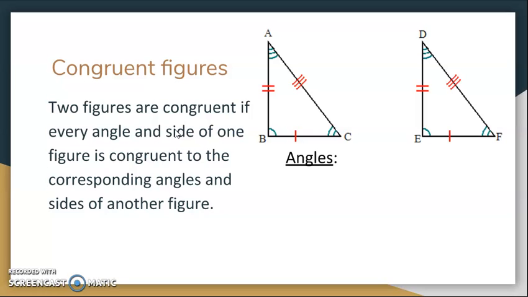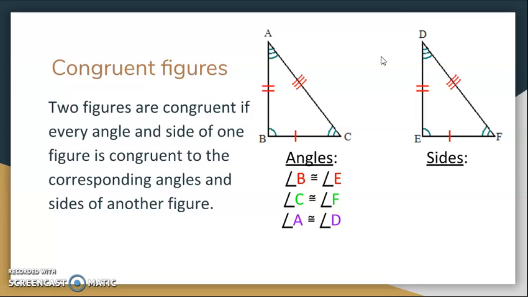So let's look at the angles here. You can clearly see in the picture that angle B is marked as congruent to angle E. Further, angle C, it's got the double marks, it's congruent to angle F. And angle A with the triple marks is congruent to angle D. So I have all three angles of one triangle congruent to all three angles of another.